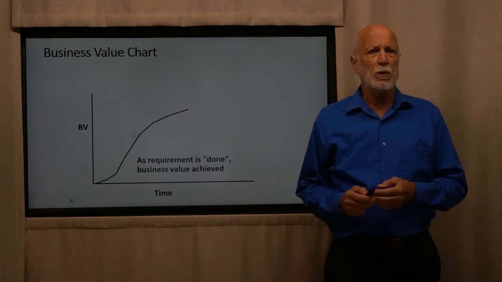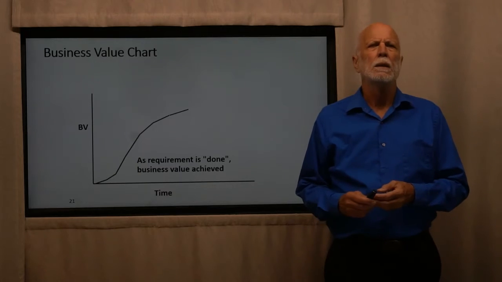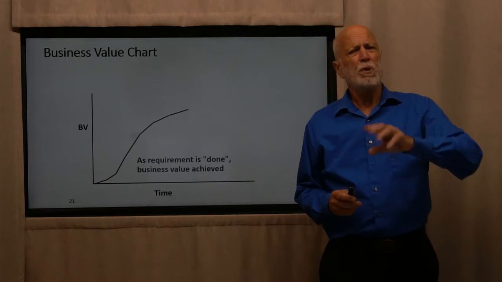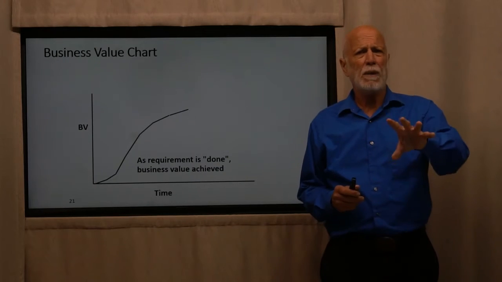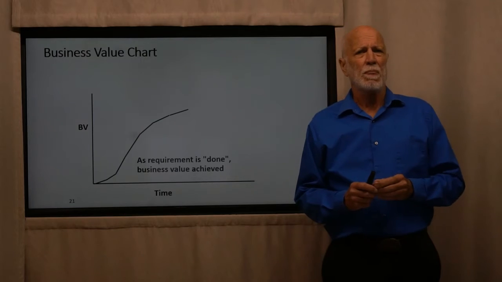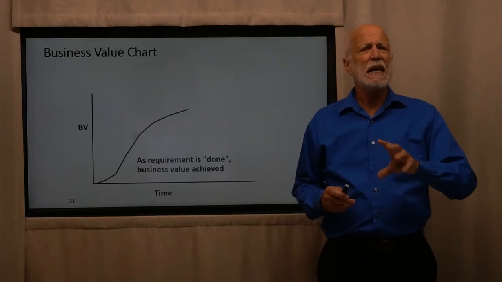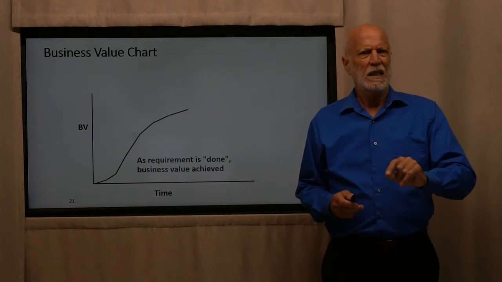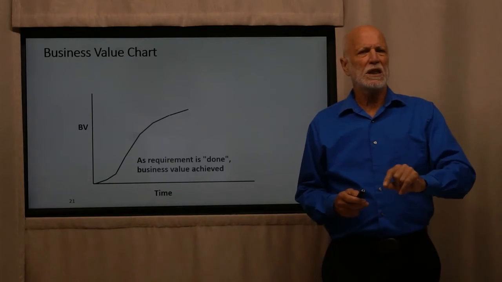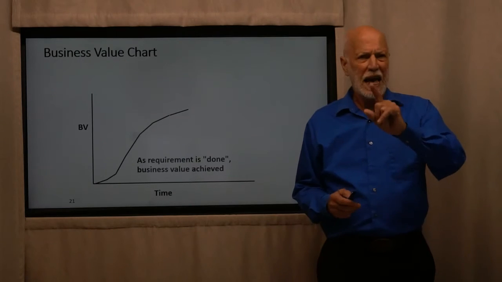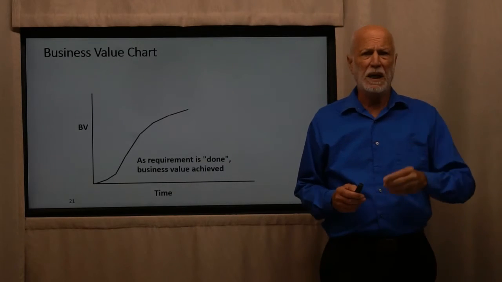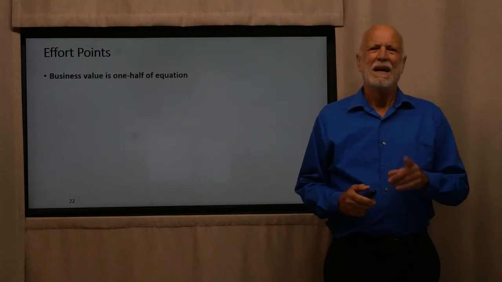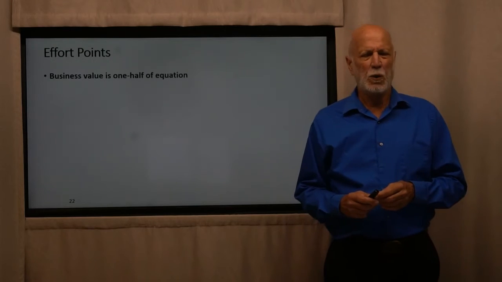And every iteration, you just plot the increase in the business value. And put this chart in your Scrum board or your Kanban board or whatever board you're using. And it places a different emphasis on what you're doing. The work that the developers and the testers have done have added this much business value to the company. Well, business value is one half of the equation.